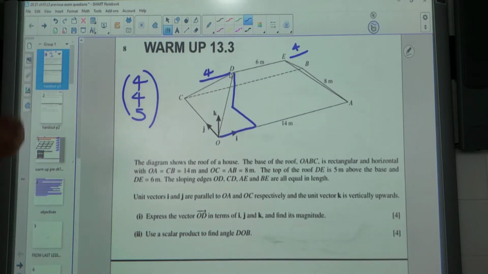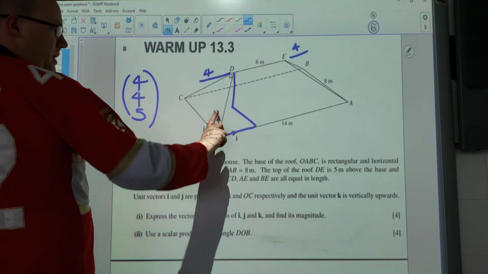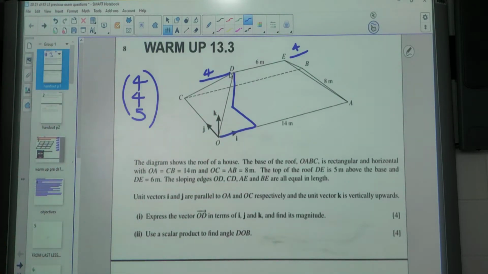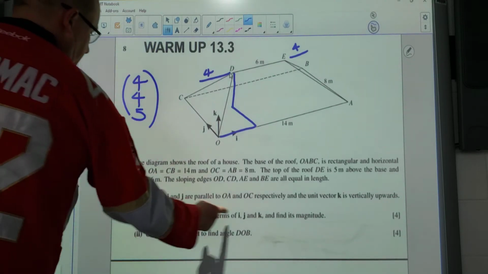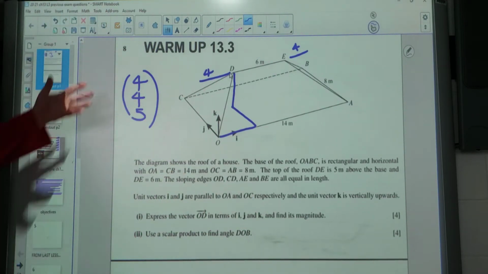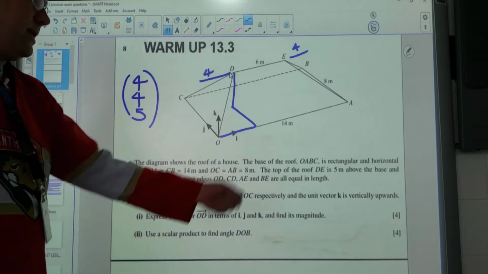While we're doing these questions, it is important to also look at the direction of these with vectors, because if they're going in the opposite direction, we've got to remember to give this a negative sign. So I've managed to express the vector in terms of i, j, and k. I wrote it as a column vector. Now I've got to find its magnitude.